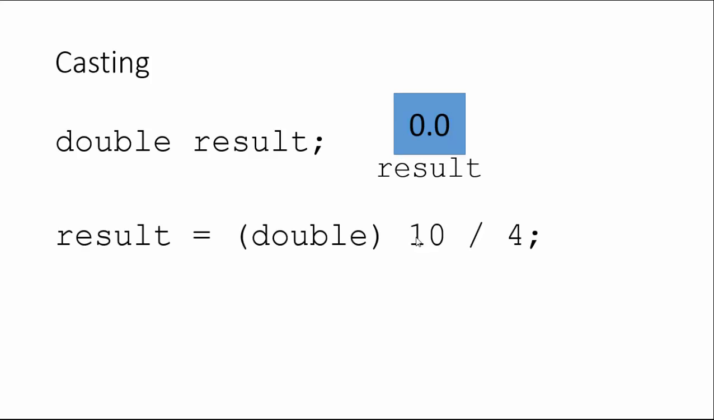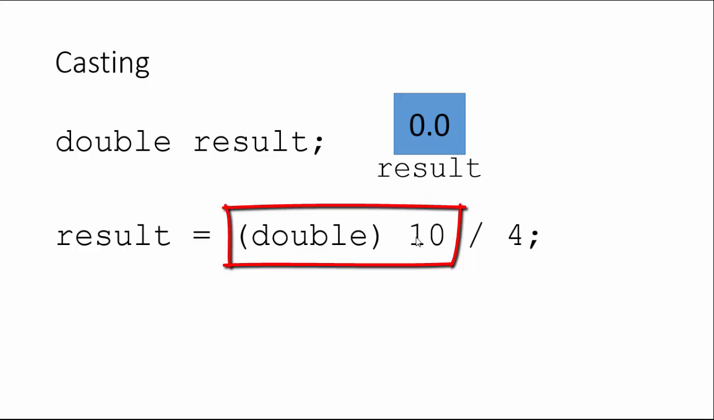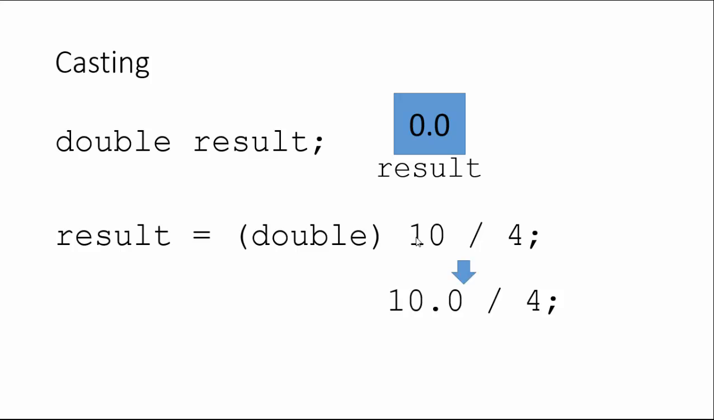The results will be different depending on where you cast the data. In this example, we create a variable called result, which will contain double values. In this statement, I'm going to cast 10 as a double and then divide by integer 4. Note that the casting of double is right next to the value 10. Integer 10 is casted to look like a double, which is divided by 4. The result 2.5 is placed into the variable result. Remember, the expression on the right is evaluated first and the results are put into the variable on the left.